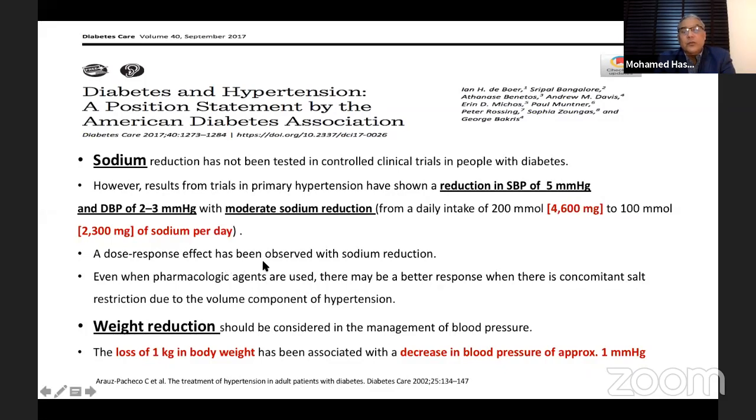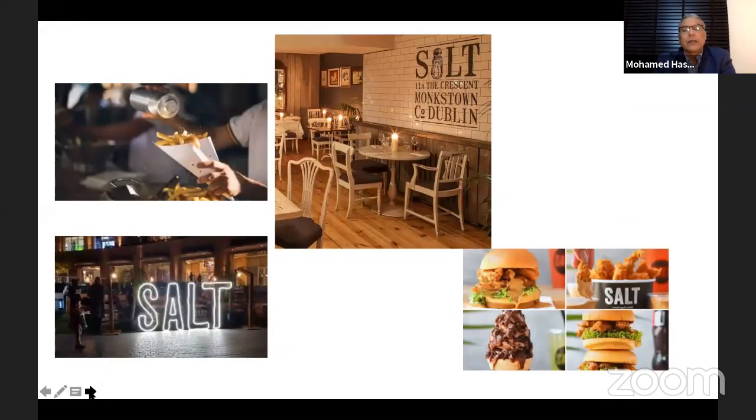There is a dose response to the sodium reduction. The lower the sodium, the lower the blood pressure would be. And that's why very low sodium intake could be harmful. And even in people who are on antihypertensives, cutting down on sodium and salt is quite helpful. For weight, every kilogram of weight reduction reduces systolic blood pressure by 1 millimeter mercury.